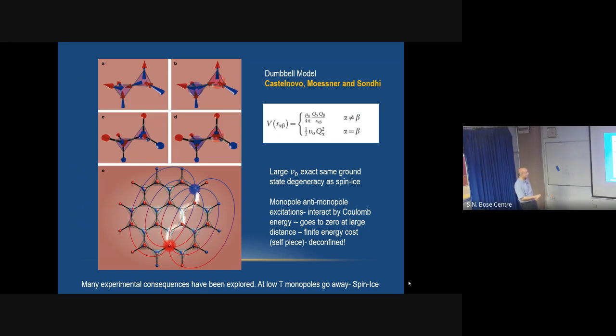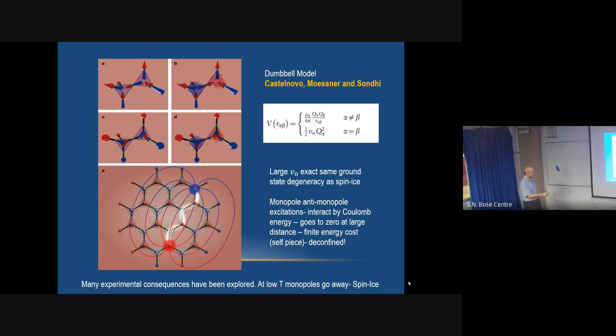But now you see what happens. Imagine that this parameter V0 is large, which is actually true. If this V0 is very large compared to this energy scale over here, then the ground state is first of all determined by all the Q alpha equal to 0, which is exactly the same set of ground states that we had discussed before. So you want the center of each one of these to have zero net charge, which is exactly what the ice rules are. That is, you want two positive and two negative, two blue and two red monopoles in each one of them.